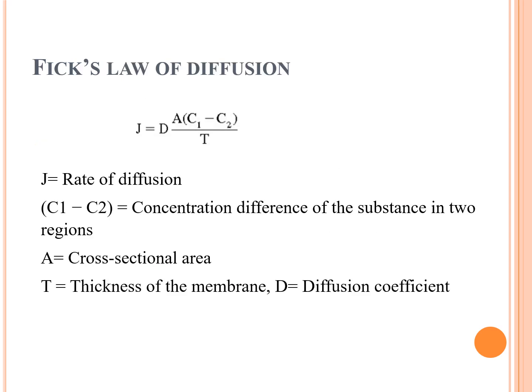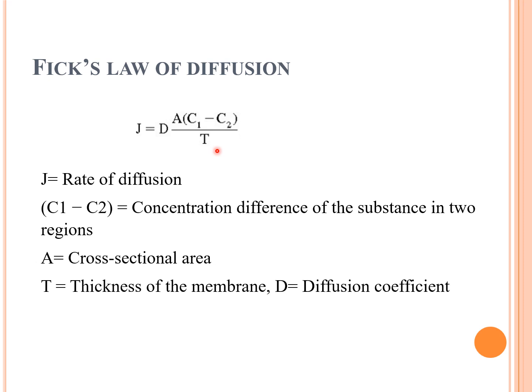Fick's law of diffusion explains simple diffusion, where J is the rate of diffusion, and the rate of diffusion is directly proportional to the concentration difference. You can see C1 minus C2, that is the concentration difference of the substance, and A is the cross-sectional area, that is the surface area, and T is the thickness of the membrane. As you know, the rate of diffusion is directly proportional to the concentration difference and surface area, and it is inversely related to the thickness of the membrane. There are many other factors related to Fick's law of diffusion.